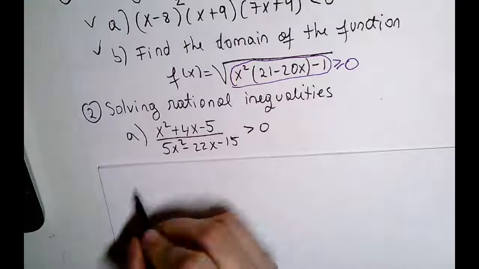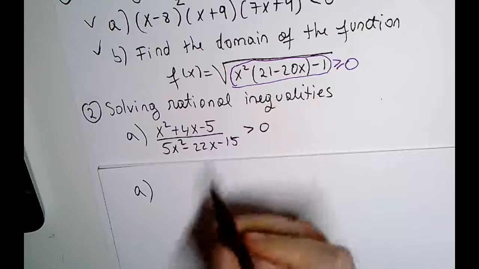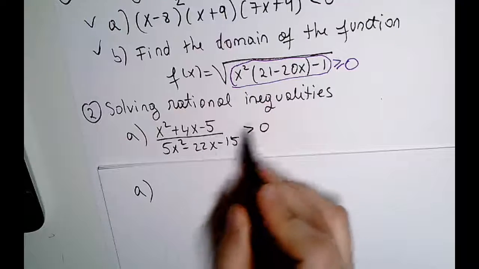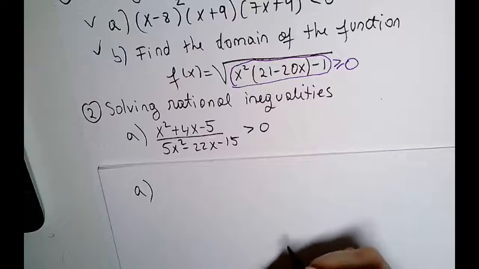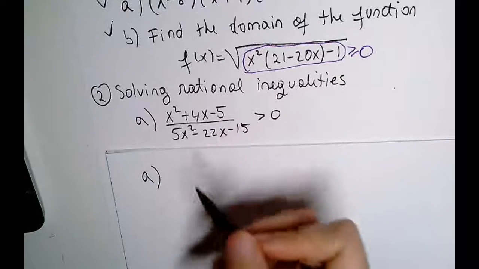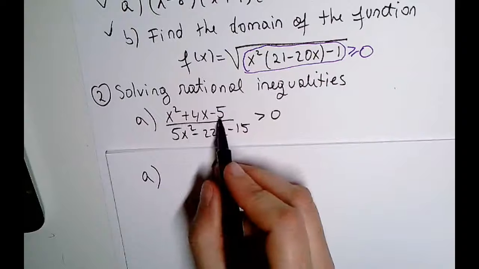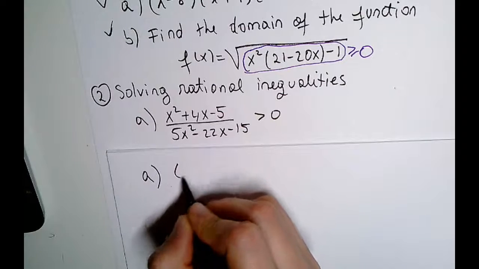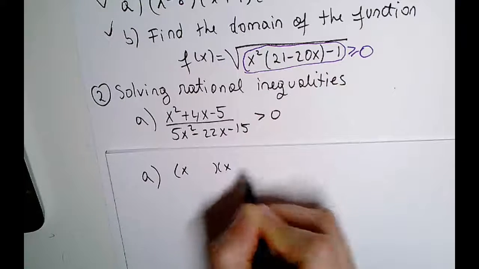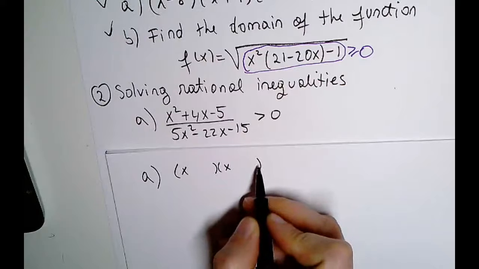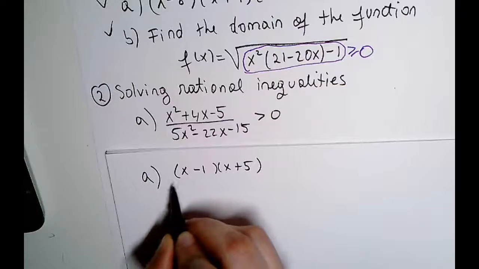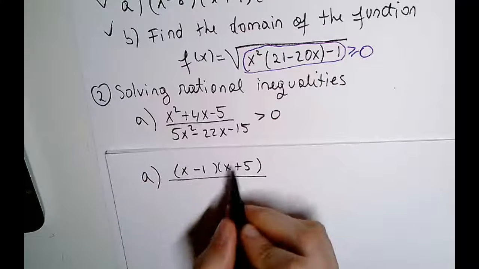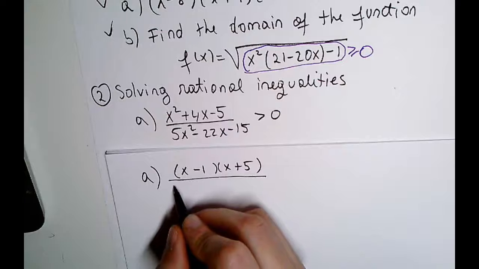So solving rational inequalities, I have a rational function and I want to solve for where it's greater than 0 or less than or equal to 0. The first step will be factoring. So I need to factor the top. What two numbers multiplied together give me -5 and added give me +4? Well, it will be -1 and +5. This is review from college algebra, how to factor quadratic polynomials.